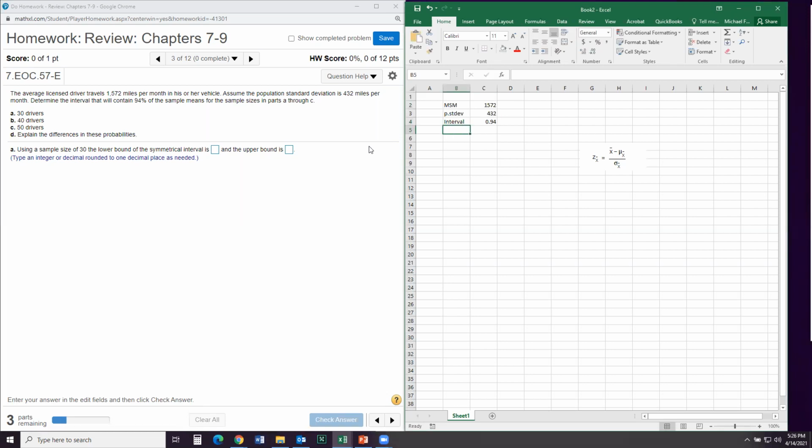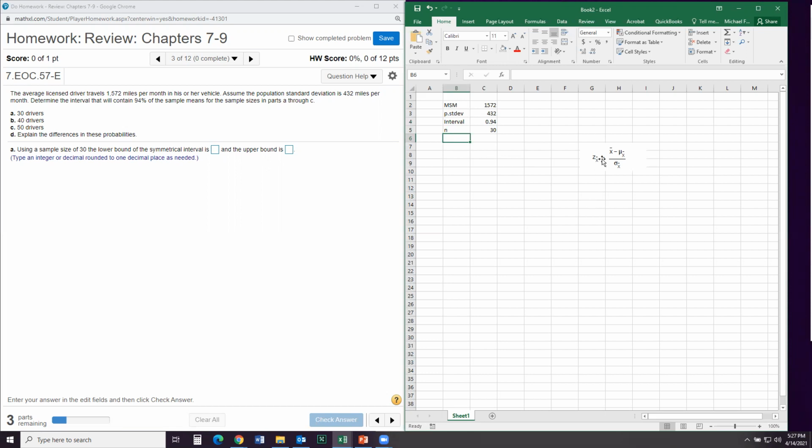And then n, little n, for this first one at least is 30, right? That's the number of drivers. So there's our sample size. So here's the problem. It wants us to determine the interval that will contain 94% of the sample means. And our sample mean is x bar, right? That's always our sample mean, and that's not given to us anywhere. So we have to use this formula and solve for x bar, and then that will help us.